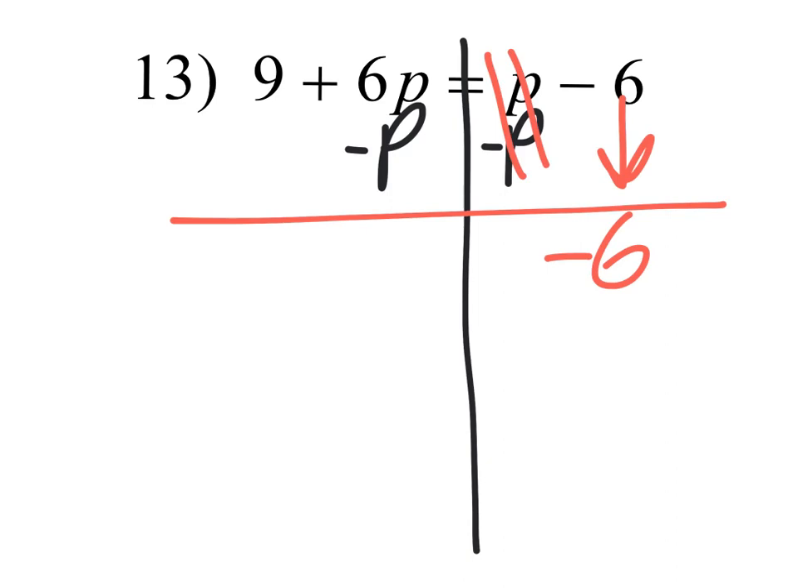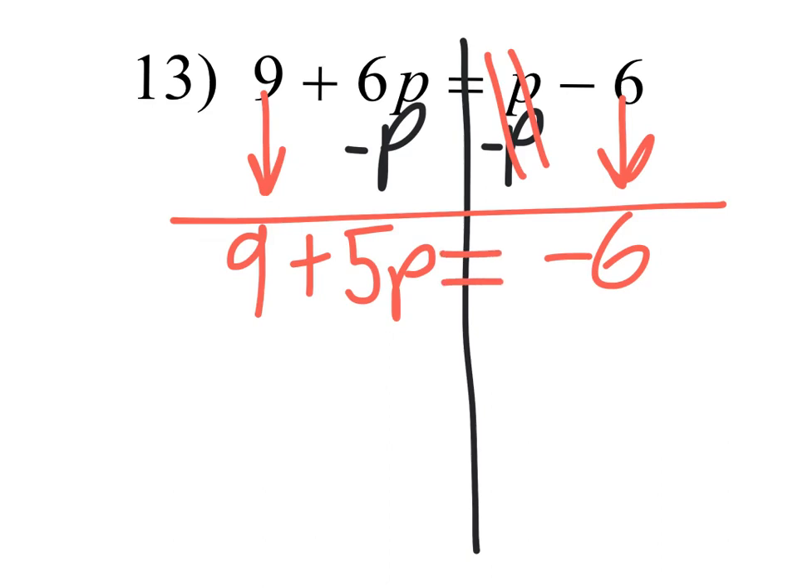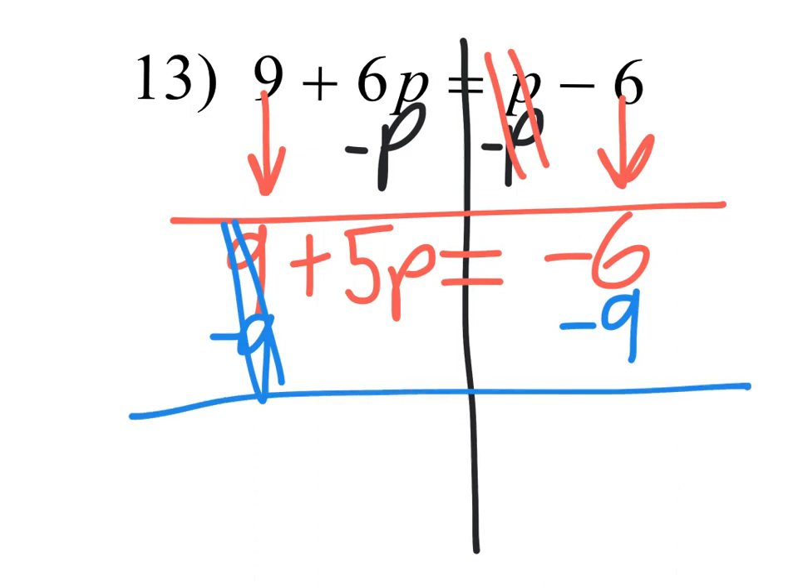6p, if I take away 1, is going to be 5p. And I have my 9 plus that. All I've done is bring these straight down. This is now a two-step equation. So I'm going to take away the 9 on both sides because I'm trying to get everything away from the variable. These will cancel. I'm left with 5p because that just comes straight down. And negative 6 minus 9 is going to be negative 15.